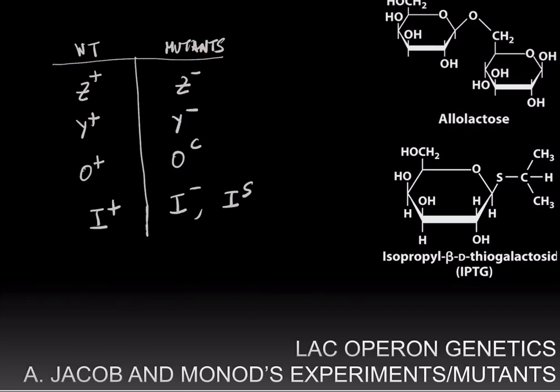Jacob and Monod used isopropyl beta-D-thiogalactoside, IPTG, as the inducer, and this compound is structurally similar to allolactose, and therefore it can act as an allosteric inducer of the Lac repressor. However, it is not a substrate for beta gal, and therefore its concentration stays constant during the course of the experiment.